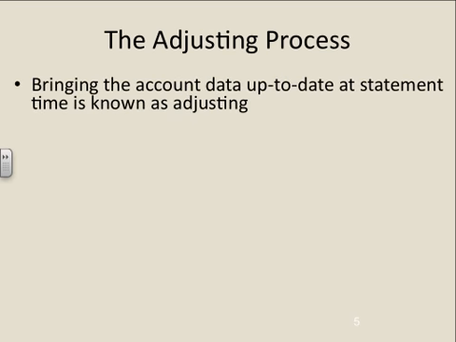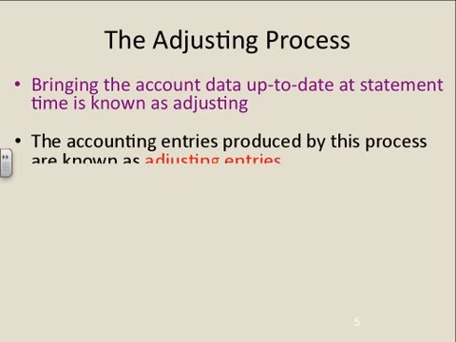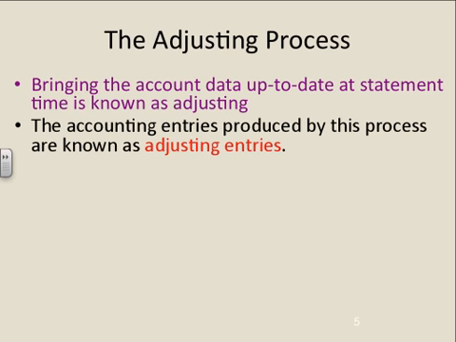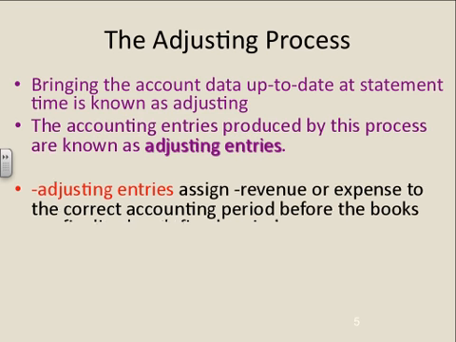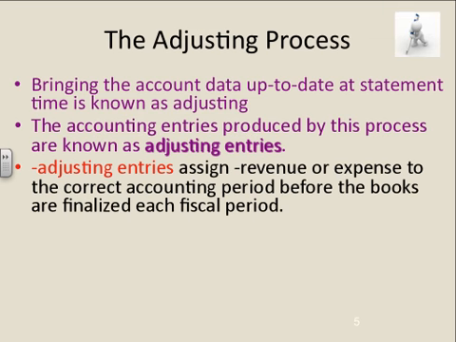Bringing the accounts up to date at statement time is known as adjusting. So the accounting entries, or the journal entries, produced by doing these adjustments are known as the adjusting entries. If you hear me say, I need you to do an adjustment, or what is the adjusting entry? It's the journal entry that you need to put in the journal as a result of doing these adjustments. Basically, these adjusting entries assign revenue or expenses to the correct accounting period before you prepare the financial statements at the end of each fiscal period.